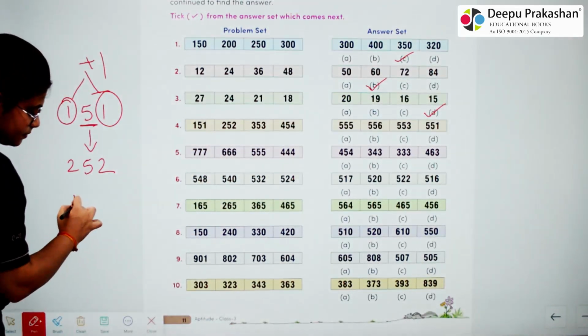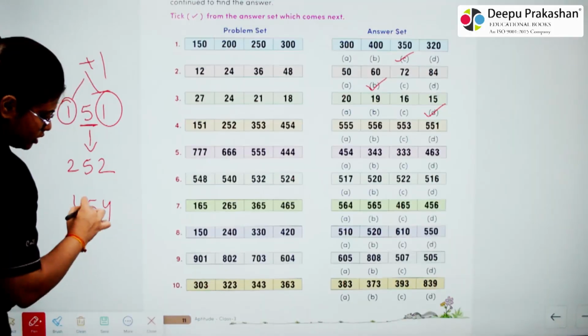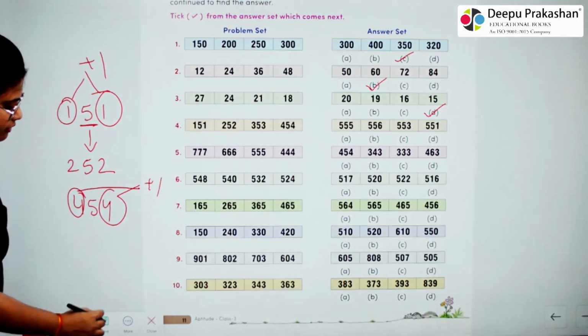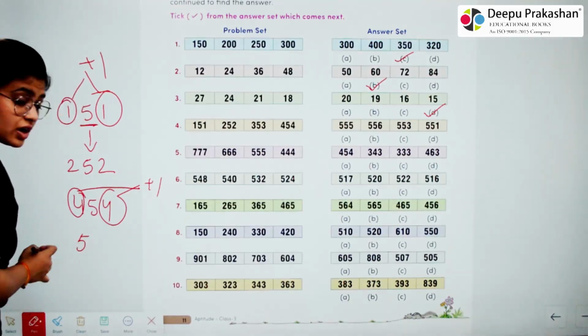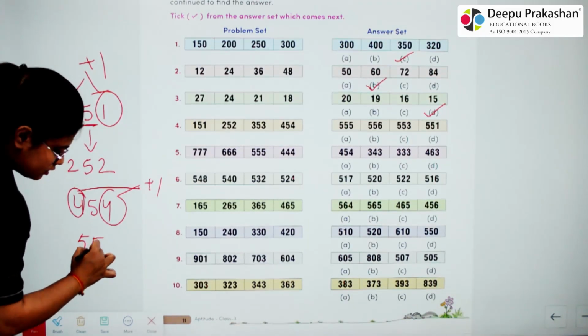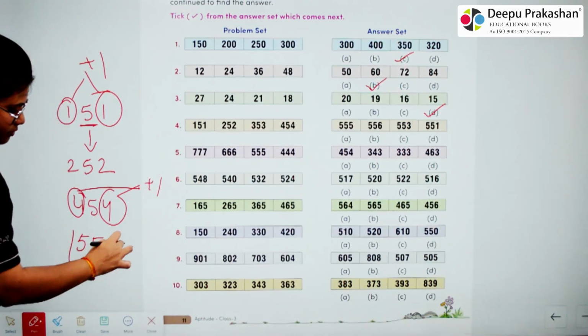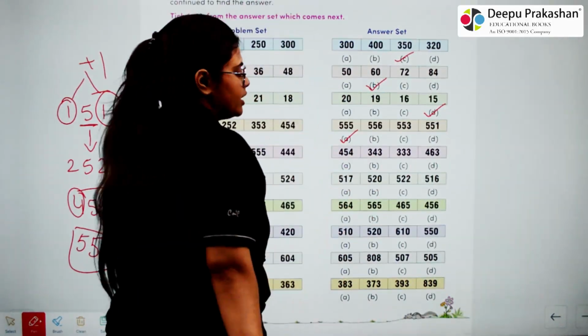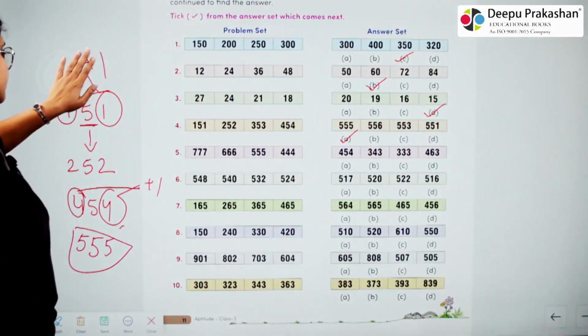Similarly, we have to find the number that will come after 454. So we are given 454. If we add 1 to 4, we will get 5. So our answer will be 5, 5, 5. So the answer for the fourth one is 5, 5, 5.